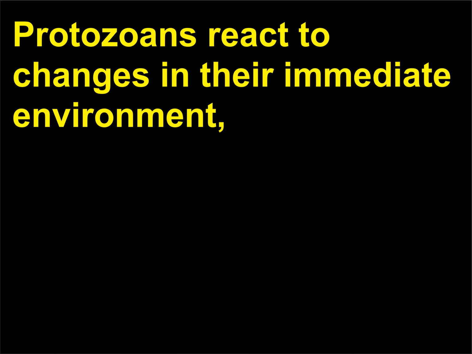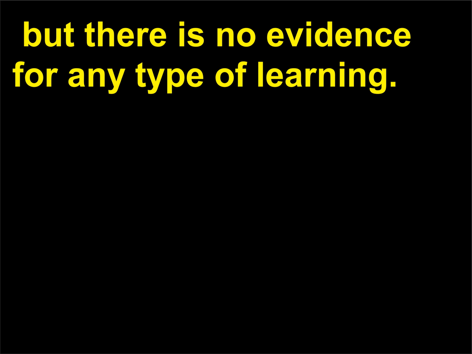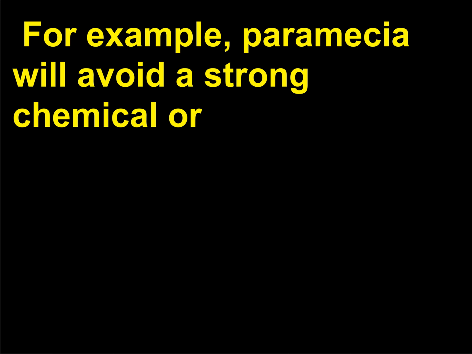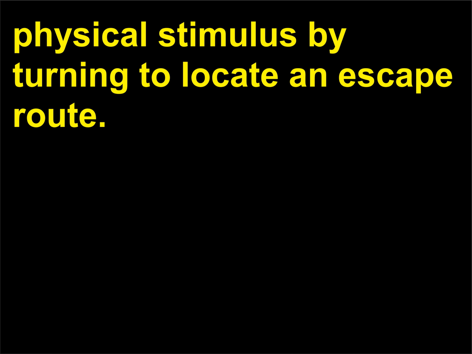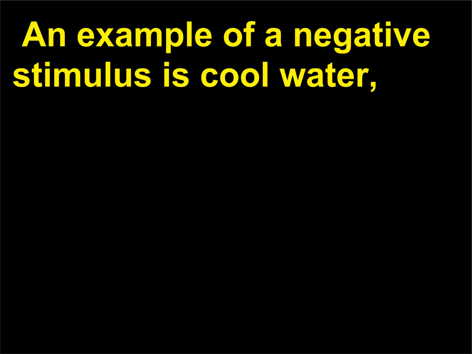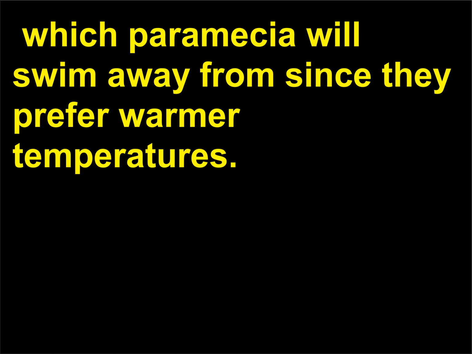Protozoans react to changes in their immediate environment. But there is no evidence for any type of learning. For example, paramecia will avoid a strong chemical or physical stimulus by turning to locate an escape route. An example of a negative stimulus is cool water, which paramecia will swim away from since they prefer warmer temperatures.